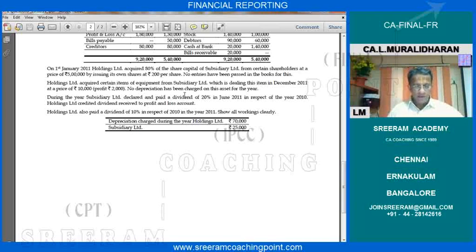During the year, the subsidiary company declared and paid a dividend of 20% in June 2010 in respect of the year 2010. Holding Limited credited the dividend received to profit and loss account. Holding Limited also paid a dividend of 10% in respect of the year 2011. Show all workings clearly. Depreciation charge during the year: holding 70,000, subsidiary 25,000.